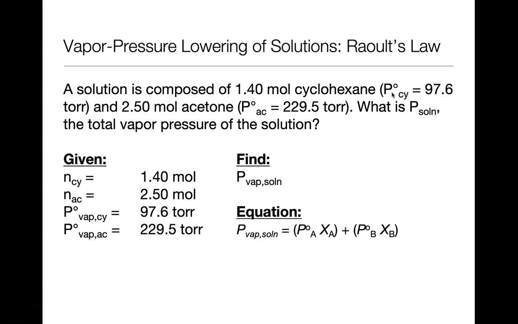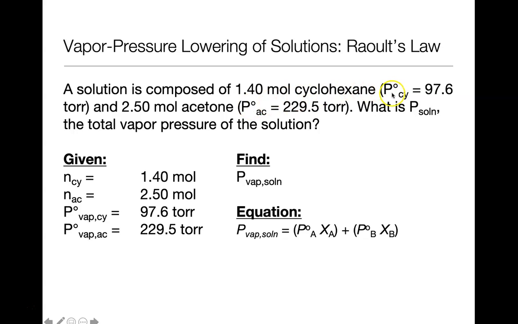It says I have a solution composed of 1.4 moles of cyclohexane, and it gives me the pure vapor pressure of cyclohexane right here, and 2.5 moles of acetone. And we're given the pure vapor pressure of acetone. And we'll be using the little naught symbol to indicate the pure compound, right?